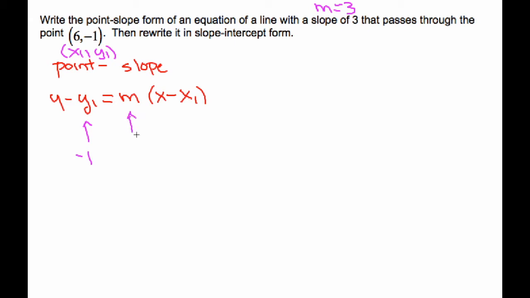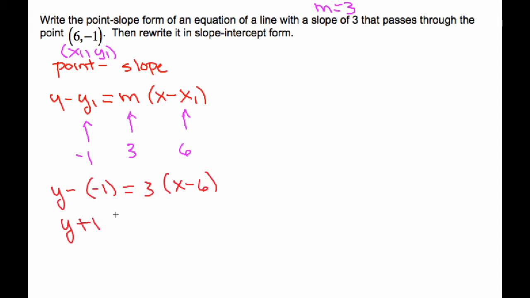So in place of y1, I'll substitute in a negative 1. In place of m, I'll substitute in the 3. And in place of x1, I'll substitute in the 6. Making the substitutions, I have y minus a negative 1 is equal to 3 times x minus 6. Well, y minus a negative 1, that's the same as y plus 1. So now I have y plus 1 is equal to 3 times x minus 6. That's my point slope form of an equation.